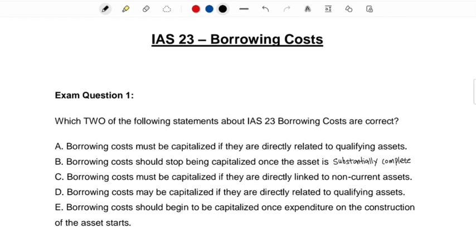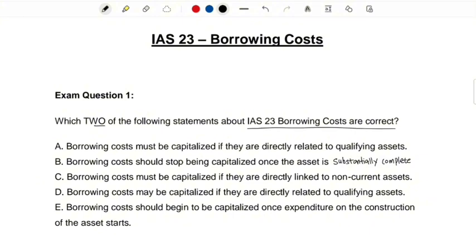As always, you should try to do these questions on your own before watching the video, but it's all up to you if you wish to see the solution first before trying on your own. So let's begin. Which two of the following statements about IAS 23 borrowing costs are correct?